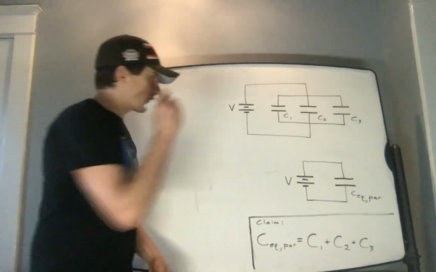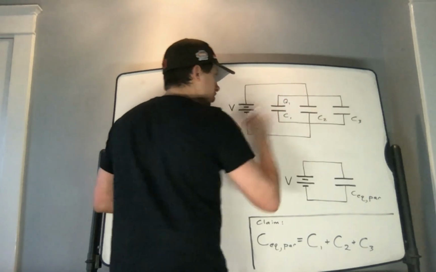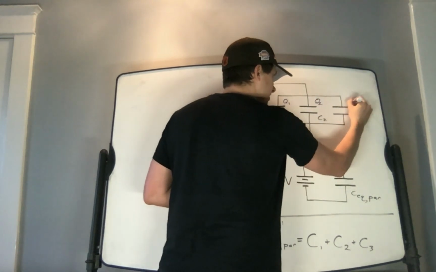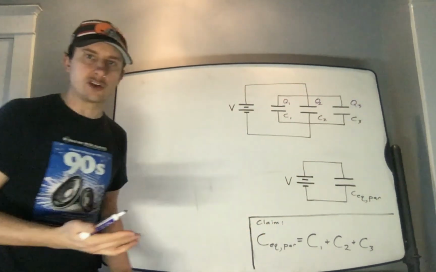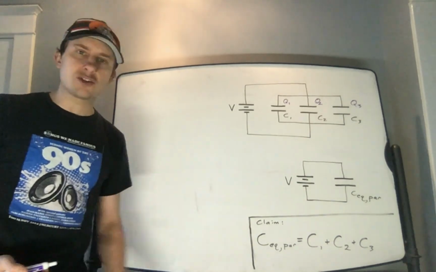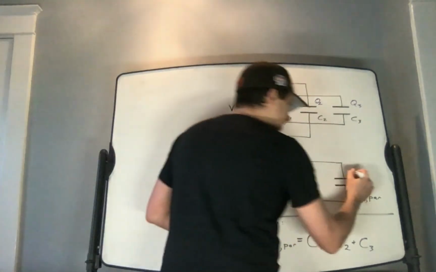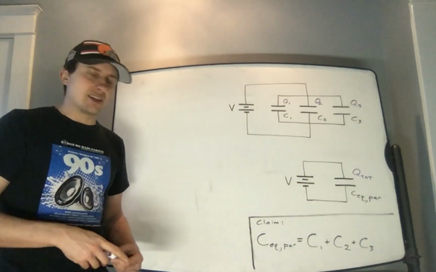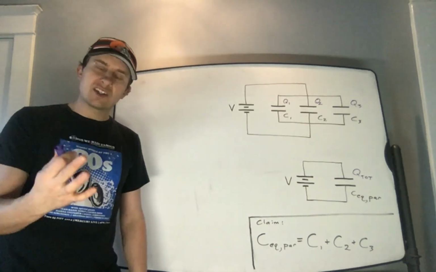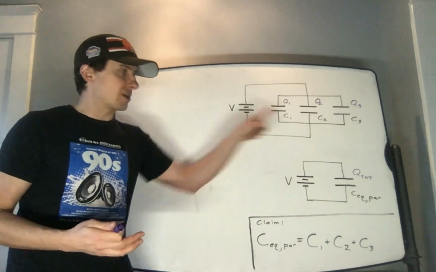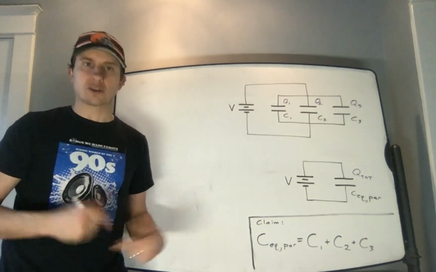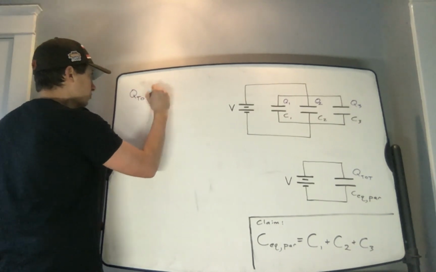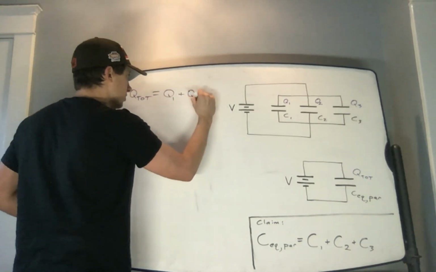So I could say that capacitor 1 will accumulate a charge Q1 on its plates, capacitor 2 will accumulate a charge Q2 on its plates, and capacitor 3 will accumulate a charge Q3 on its plates. In the lower circuit, the equivalent capacitor will accumulate an amount of charge Q total on its plates. In both cases, if we cover up the capacitors, you should see the same amount of charge leave the battery and accumulate on the capacitor or capacitors. So we could write that Q total is equal to Q1 plus Q2 plus Q3.